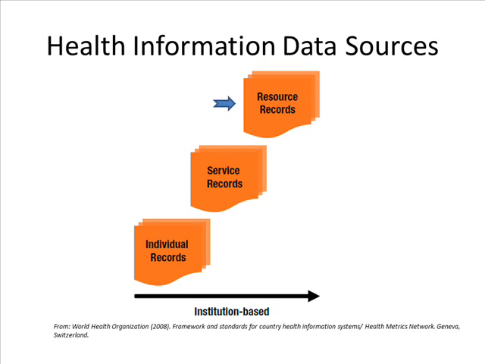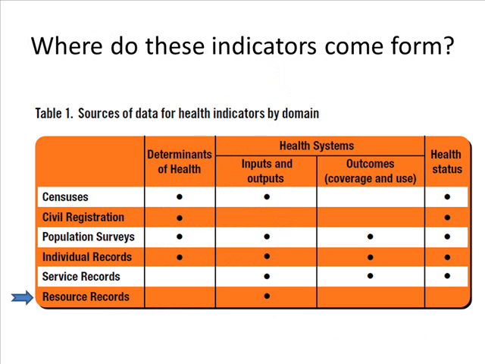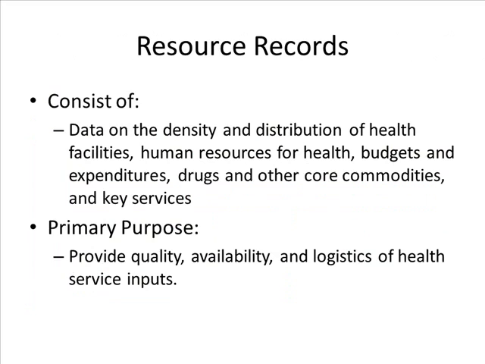Slide 15. Resource records are another institution-based health information data source. Slide 16. Resource records are crucial for health systems indicators, inputs and outputs. Slide 17. Resource records are data on the density and distribution of health facilities, human resources for health, budgets and expenditures, drugs and other core commodities, and key services. Their primary purpose is to provide quality, availability, and logistics of health service inputs.